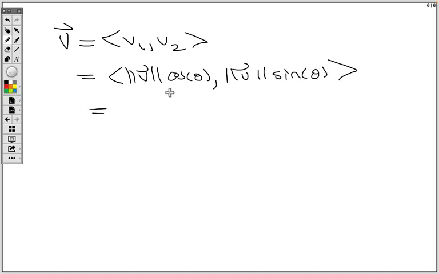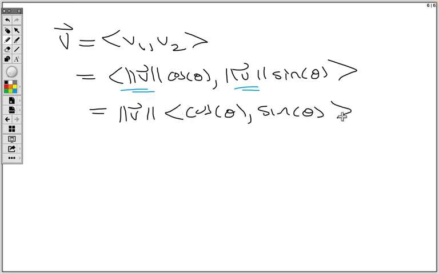And so notice the length of v is a number, right? The length of v is a length. It's a real number. It's a scalar. And so we can undo the scalar multiplication here and pull out a length of v from each component. You follow? So that's just the number times that. And so this vector here, we think of this vector as the direction of v.